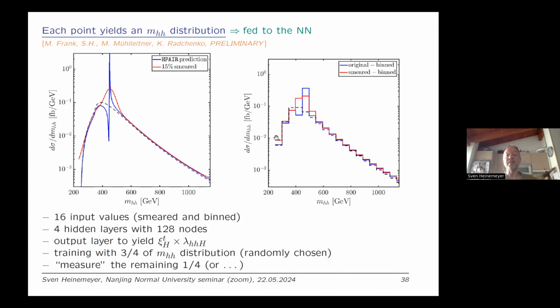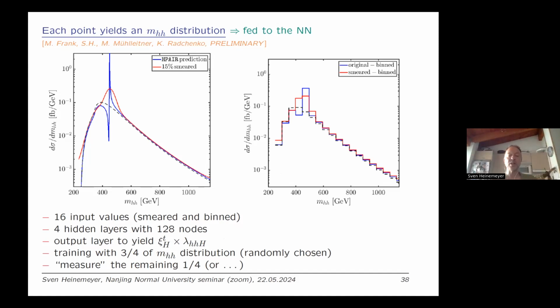And now we can evaluate the MHH distributions for the whole plane, feed this to a neural network, and then ask whether with this trained neural network we can get a handle on this product. So we have 16 input values given by these 16 bins that we have here, all smeared and binned realistically. We have 4 hidden layers with 120 nodes each. The output layer yields this product here, and the training was always performed with 3/4 of this plane, randomly chosen, and then the result is evaluated for the remaining quarter, very roughly speaking.